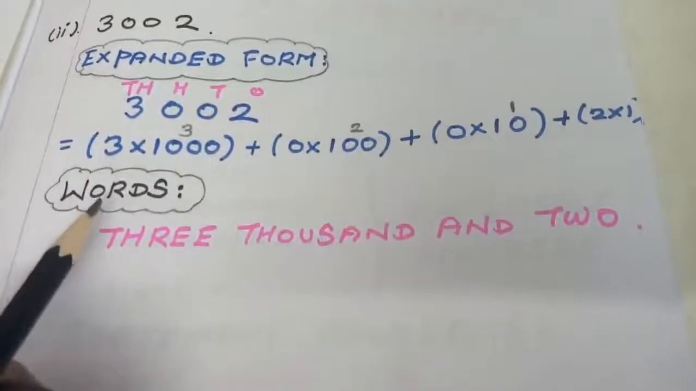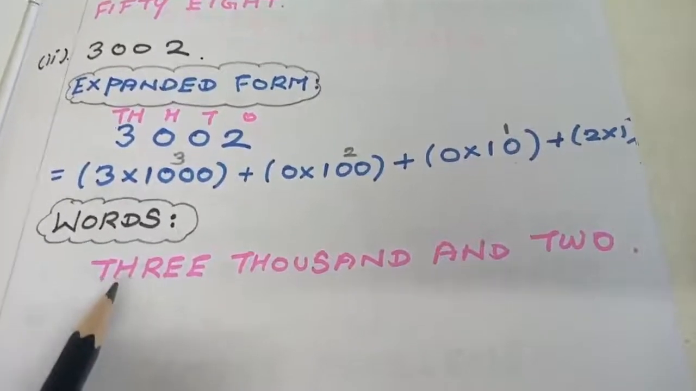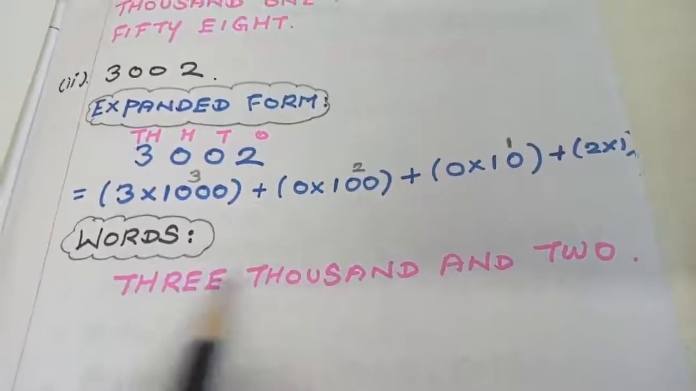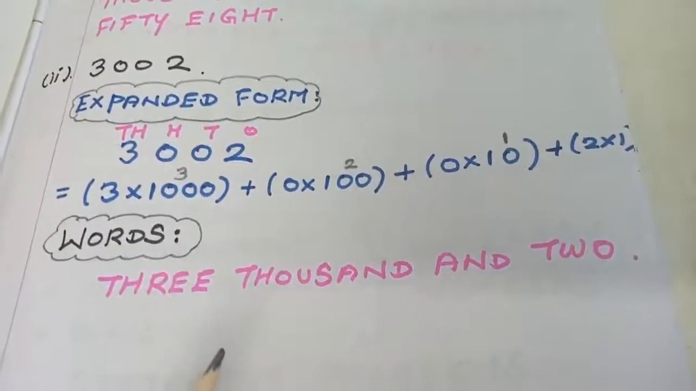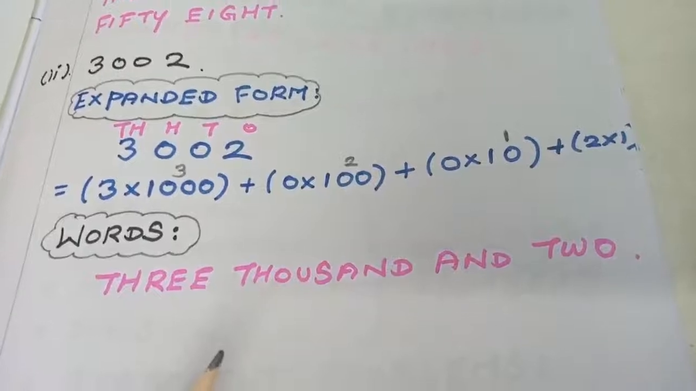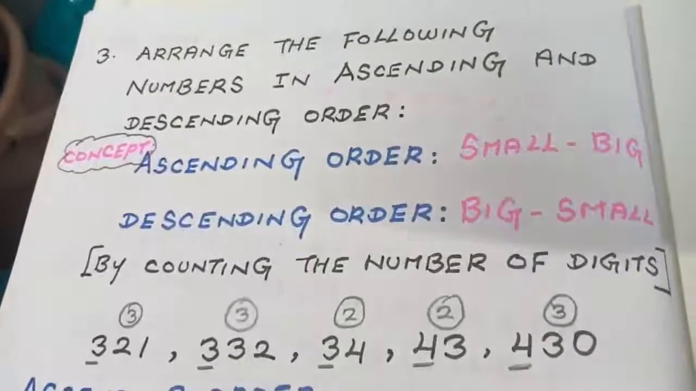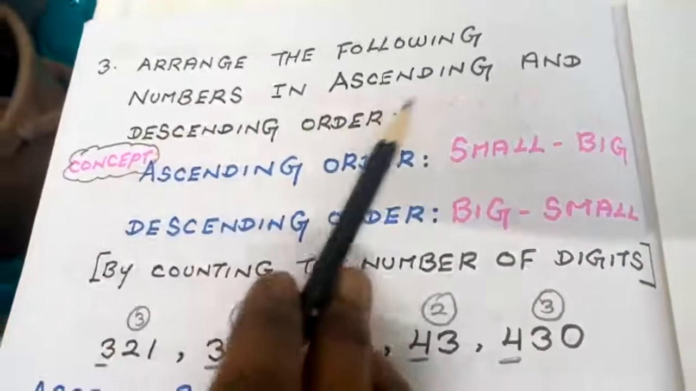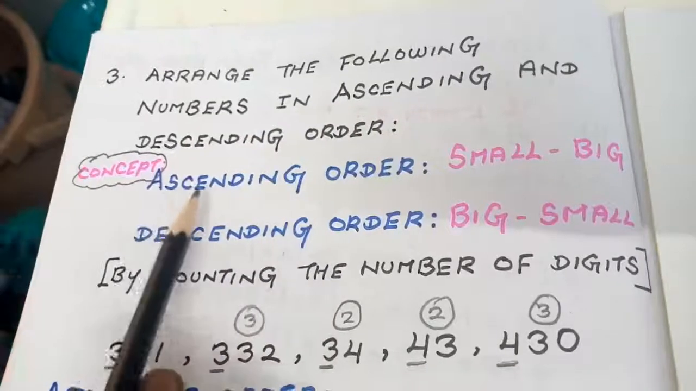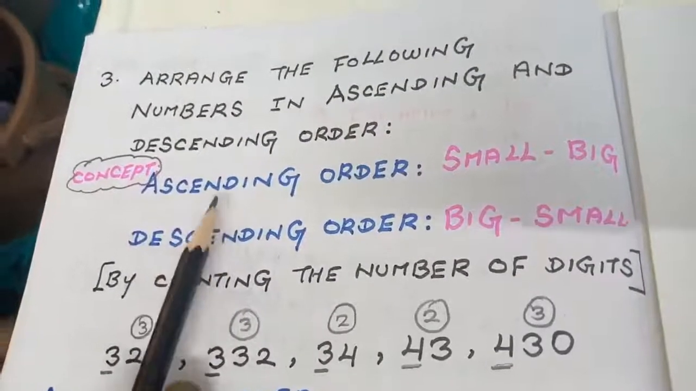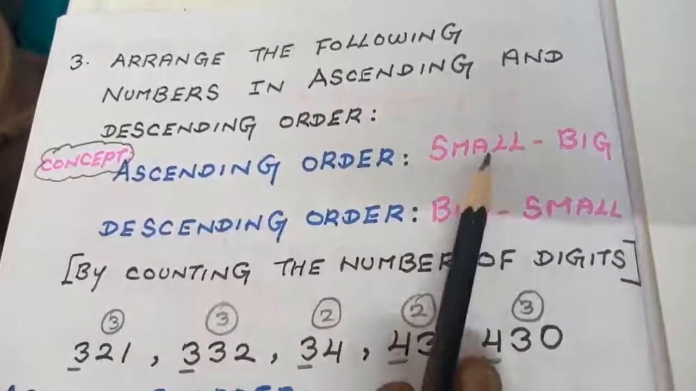Words means you are going to convert that particular number into the form of words. That is, what is the meaning of this particular number, 3002. So this is the procedure of doing this sum, which is based on the question write in expanded form and in words. Third question, arrange the following numbers in ascending and descending order. First, we must know the meaning of ascending and descending order. So what is the meaning of ascending? Ascending means you are going to arrange the numbers from small to big.